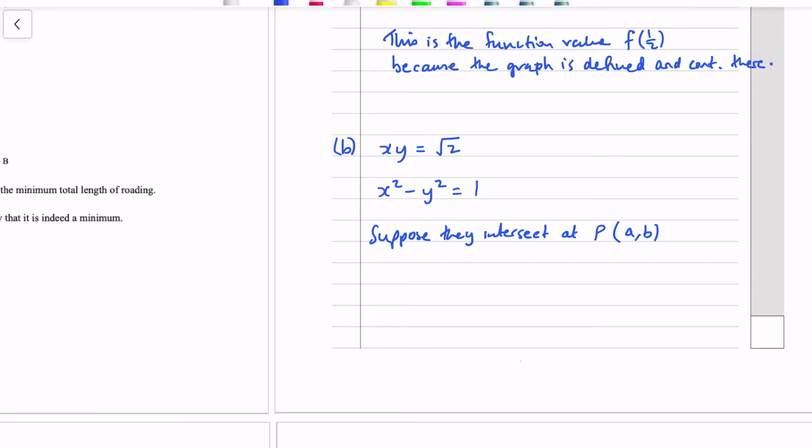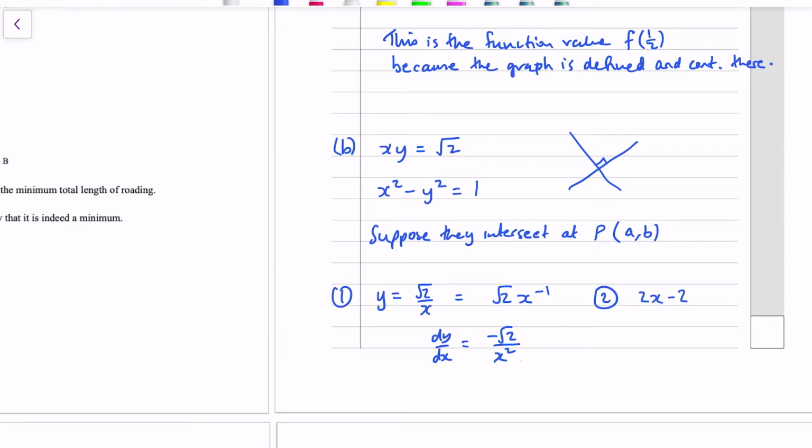We just need to prove that the tangents are negative reciprocals, the gradients are negative reciprocals. So, okay, the first equation, we can write it as √2 over x, which is the same as √2x to the minus 1, and then dy/dx is equal to minus √2 over x squared. And then equation 2, we use implicit differentiation for that one. So we've got 2x minus 2y dy/dx equals 0. Therefore dy/dx is equal to x over y.